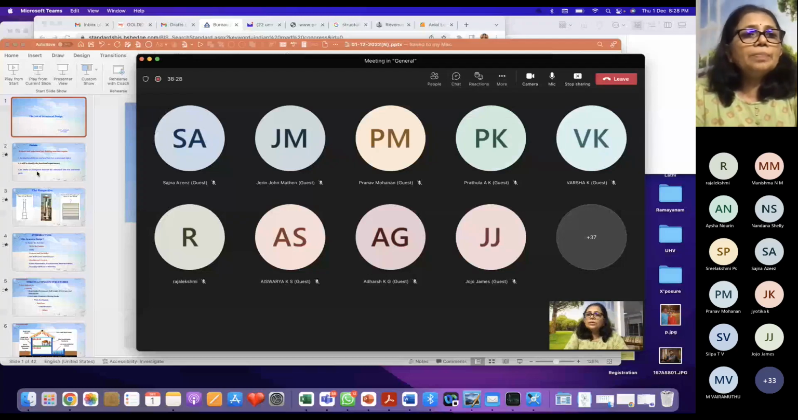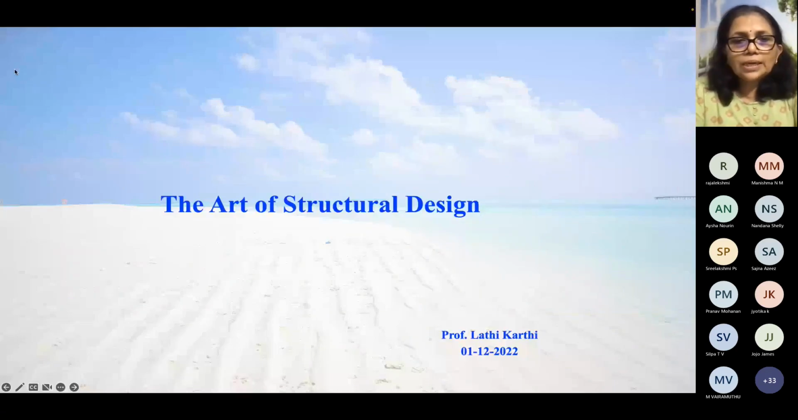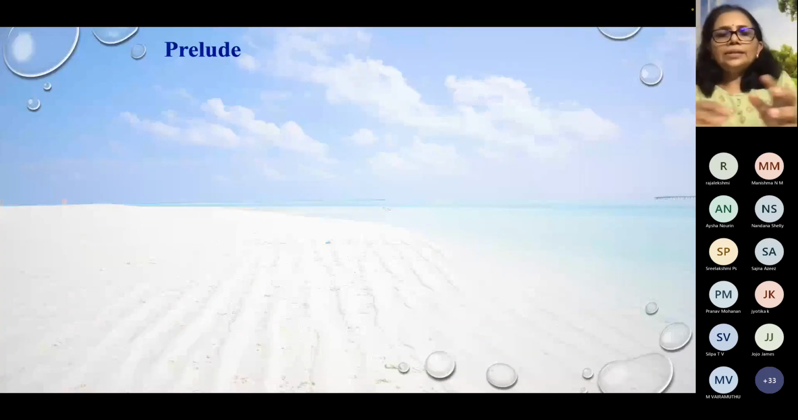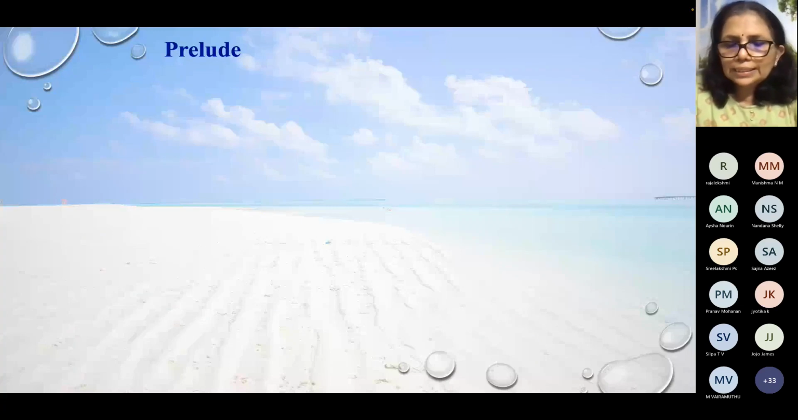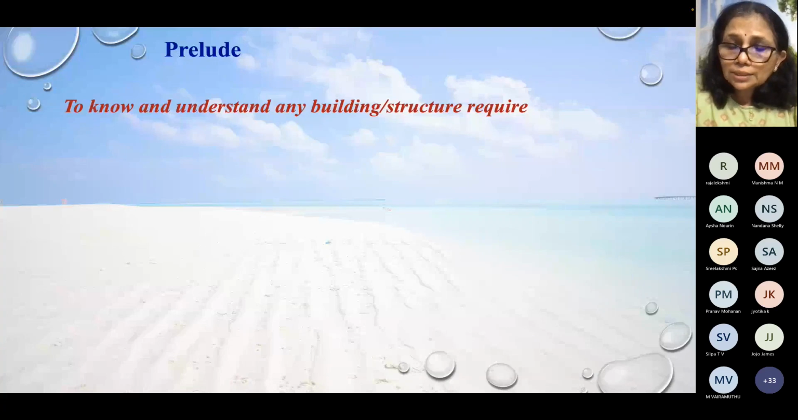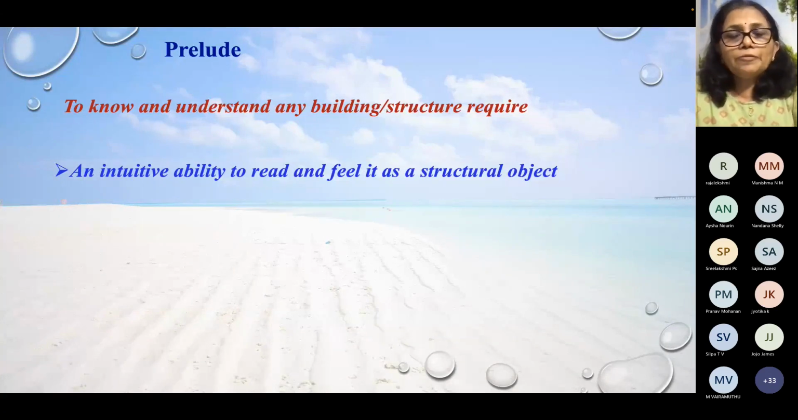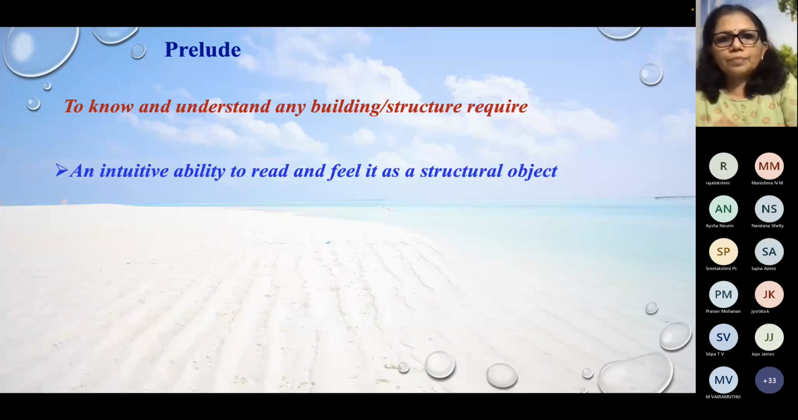So coming back to my presentation, just tell me if it is not visible, please give a shout. I'll just do the needful. Now, before starting this, you just have a prelude about certain things. If you want to know and understand any building or a structure, you require certain things. What are the requirements? You should have an intuitive ability to read and feel it as a structural object. So you have to look at the structure and you should have a feeling for that structure. What do you mean by feeling? Because you should know how it is going to behave.